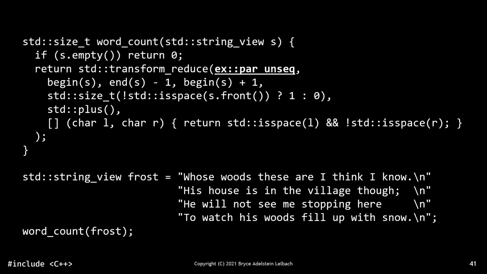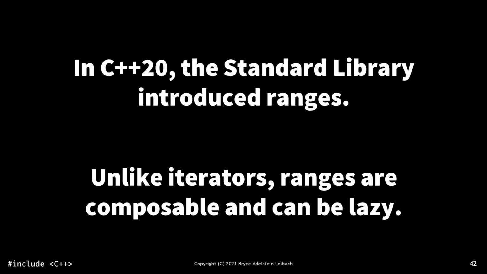This standard C++ code is parallel and portable. You can run it anywhere, on your GPU, your server CPU, your laptop, even your phone. In C++20, the standard library introduced ranges. Unlike iterators, ranges are composable. Ranges allow us to express a wide range of algorithms in terms of a few key primitives. Used in conjunction, C++20 ranges and the C++17 parallel algorithms are quite powerful.